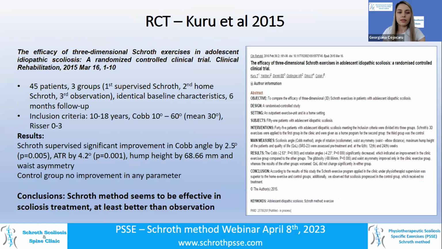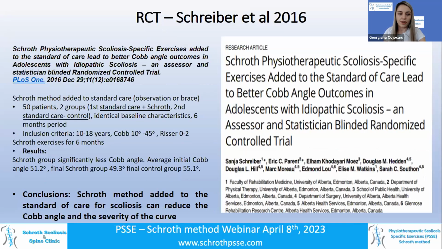Here we have another randomized controlled trial from Turkey, from Kuru and his colleagues. They used 3 different groups: first, supervised Schroth; second, home Schroth; and third, observation. They had a 6 months follow-up and found that only the supervised Schroth group had significant improvement in Cobb angle, trunk rotation, rib hump height, and weight asymmetry, while in the control group there was no improvement in any parameter. So they concluded that the Schroth method seems to be effective in scoliosis treatment, better than observation.